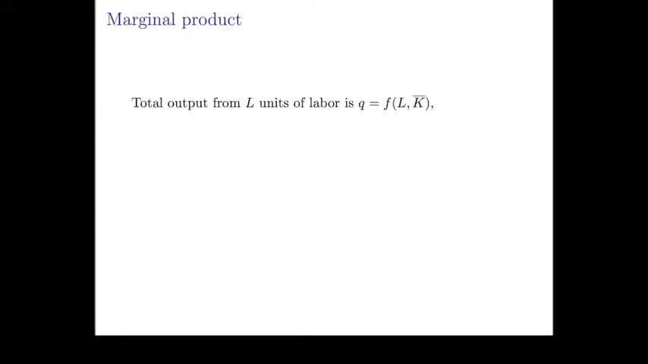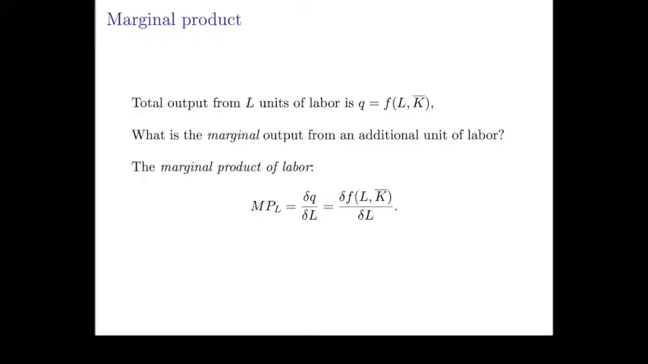This is going to allow us to define the notion of a marginal product. So the total quantity of output that you produce when you use L units of labor is f of L, k bar. So what's the marginal output for every additional unit of labor that you use? Well, it's just the derivative of this with respect to L. Just like marginal utility, we define the marginal product. So the marginal product of labor is just the derivative of the quantity with respect to labor.